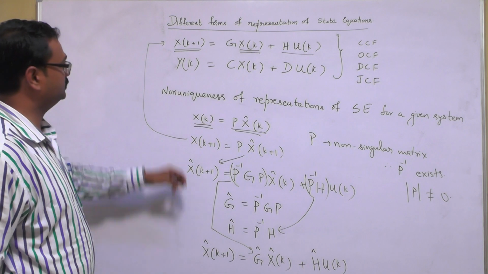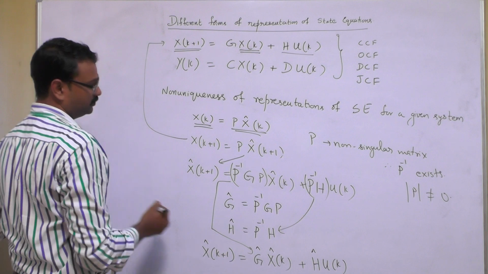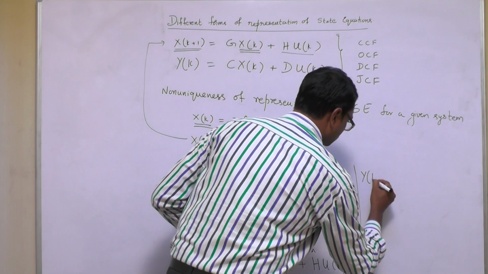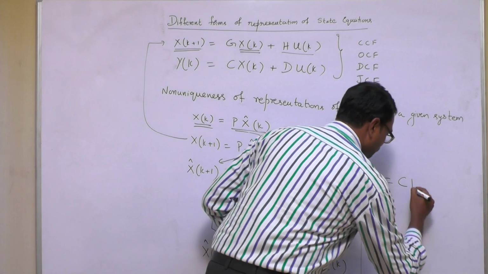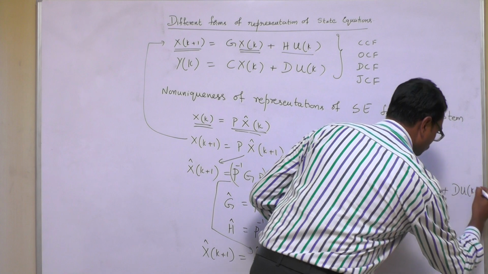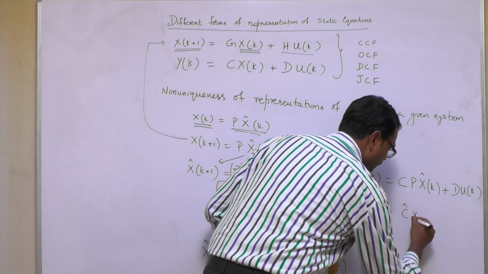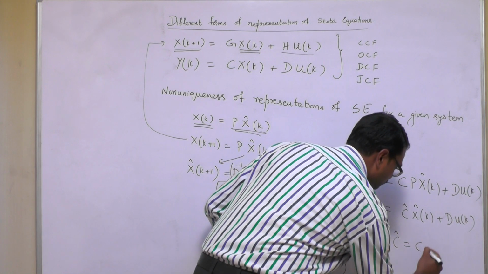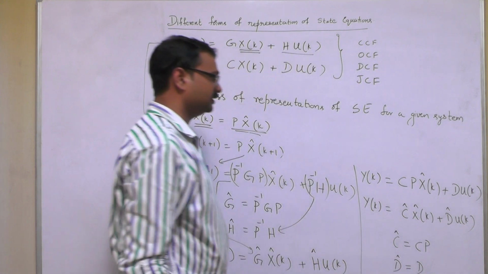So you have obtained this equation, and once again for y(k), if we derive it here, y(k) is equal to C into, what is x(k)? It is P into x̂(k). C P x̂(k) plus D into u(k). So the new output equation y(k) is Ĉ x̂(k) plus D u(k). Now Ĉ is equal to C P and D̂ is equal to D.